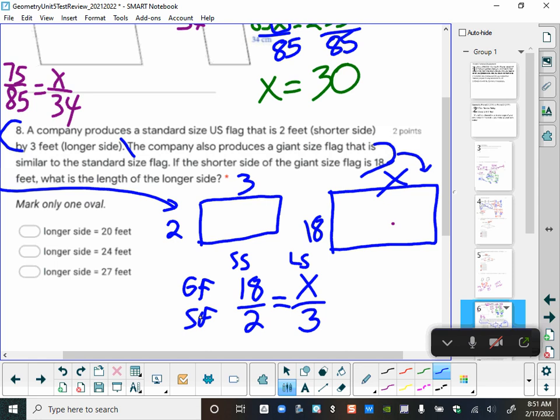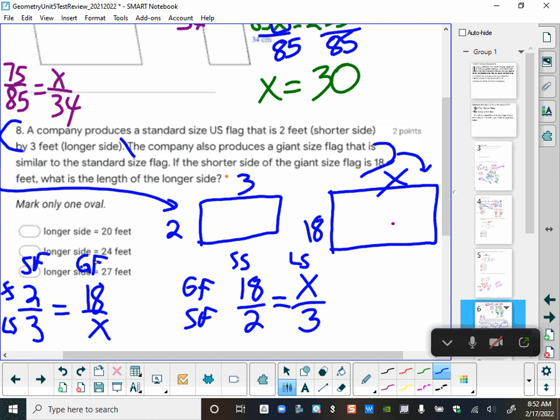2 over 3 and 18 over X. 2 over 3? 18. That's okay too. That's good too because he went short side. It's the same. In the end, you're going to get the same value. So we're just saying there's more than one way you can set up a correct proportion. So small flag, giant flag. Yeah, you can set them up. Those are multiple ways we can set up this proportion correctly.